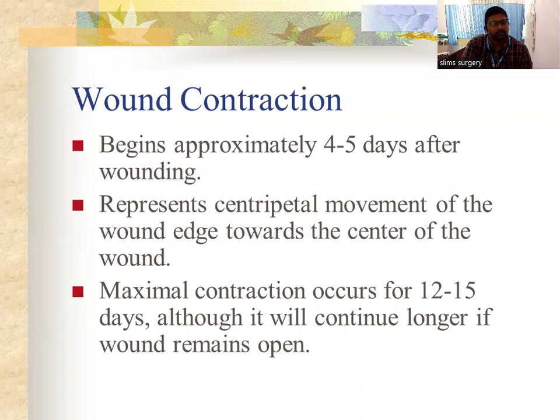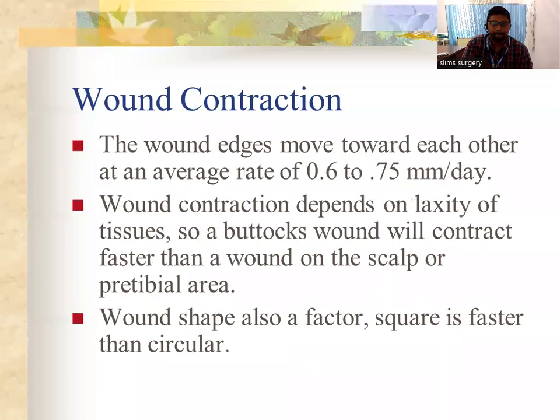The last step is wound contraction. It begins approximately 4 to 5 days after wounding. It represents the centripetal movement of the wound edge towards the center of the wound, and maximal contraction occurs at 12 to 15 days, although it will continue longer if the wound remains open. The wound edges move towards each other at an average rate of 0.75 mm per day. Wound contraction depends on laxity of tissue, so a buttock wound will contract faster than the scalp and the pretibial area.